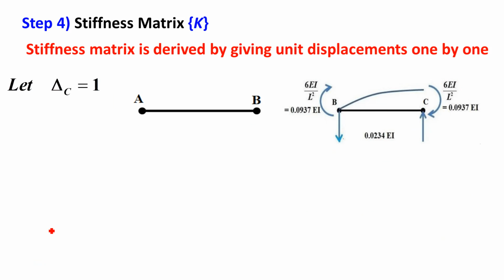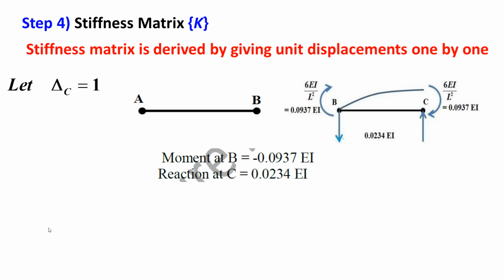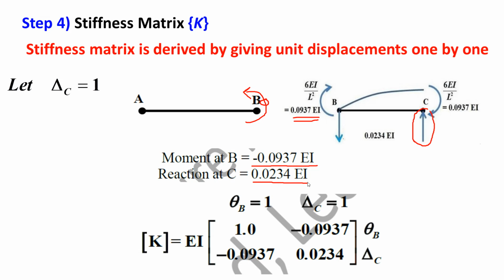Now based on this, we can write down the stiffness matrix of the given beam. So again, to summarize, moment at B is equal to 0 in this member because there is no effect, and here it is clockwise, meaning minus 0.0937 EI. Similarly, the second reaction at C is upward at C. Upward means positive 0.0234 EI. And based on these two figures, finally we can write down this stiffness matrix.